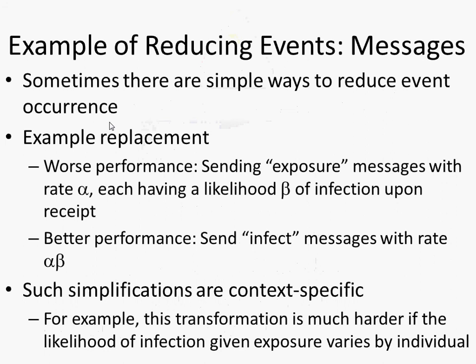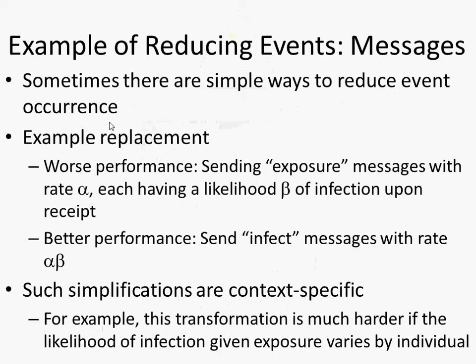Sometimes there are simple ways to reduce event occurrence. As an example, you could have a model where people who are infected send exposure messages to those around them. They send a message saying you're exposed to an infected person. Upon receipt, each of those has a likelihood beta of actually infecting the receiving person. Logically correct, no problem with it. But it's fairly computationally expensive because the number of people exposed could be quite large compared to the number of people infected.